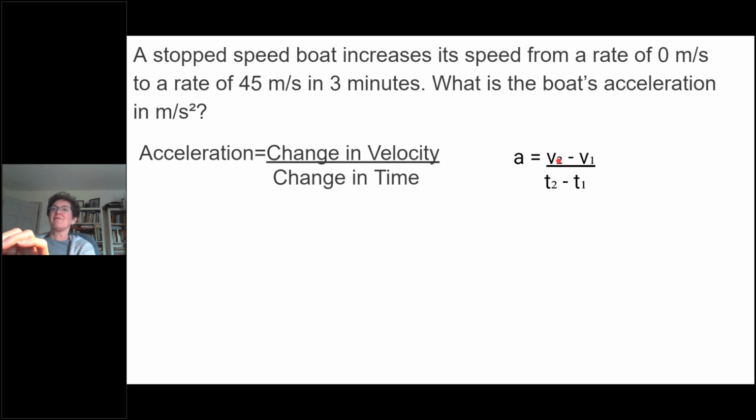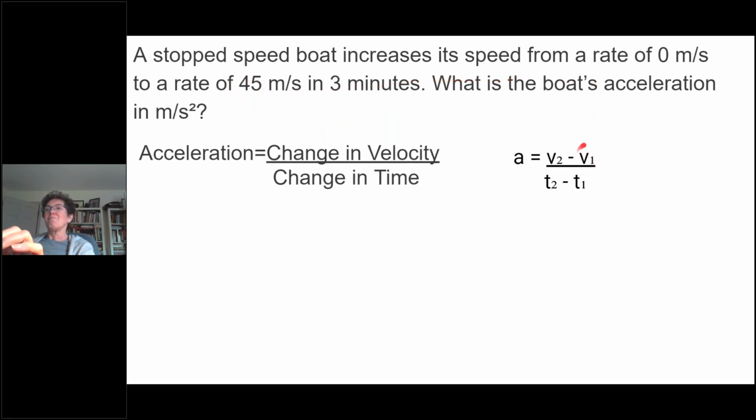So notice it says velocity 2 minus velocity 1. It doesn't matter actually which one you call velocity 1 and velocity 2, as long as you get the corresponding times correct. So let's see the way this would have us set it up. Velocity 2 would be its ending velocity. The ending velocity is 45 meters per second.